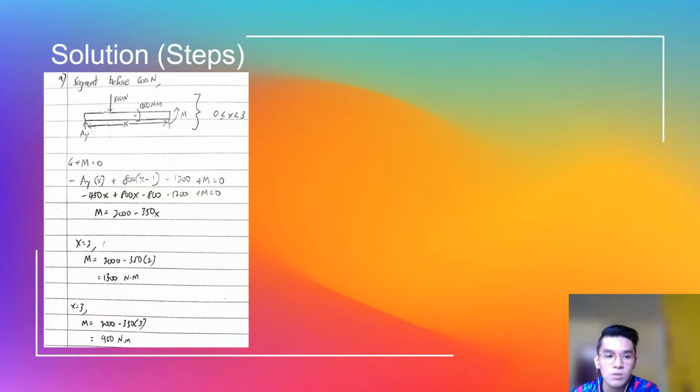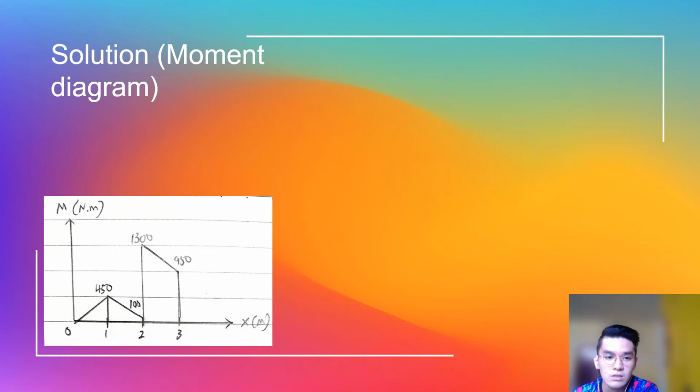Then, for the segment before 600 Newton, we found that the equation of the moment was 2000 minus 350x. For the moment at point s equal to 2, the moment was 1300 Newton meter, while at point s equal to 3, its moment was 950 Newton meter. This is its moment diagram.